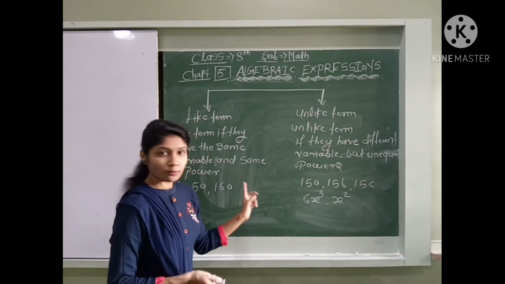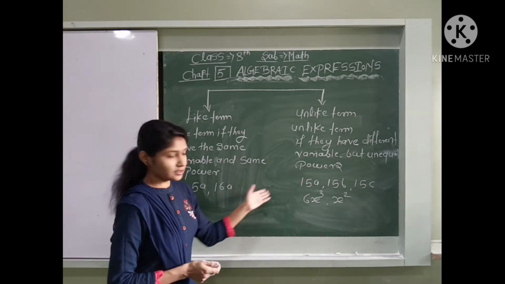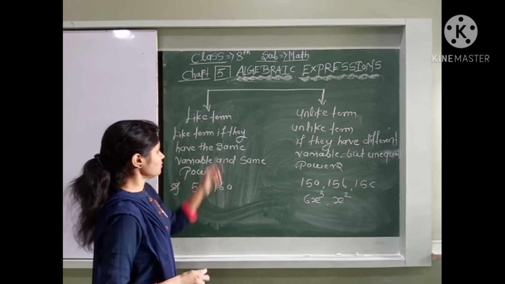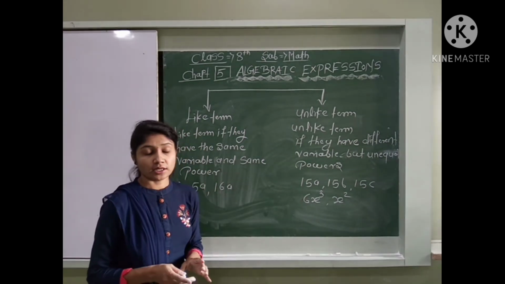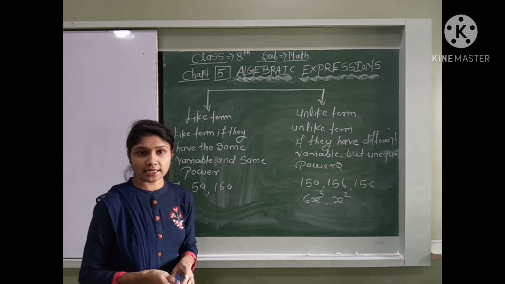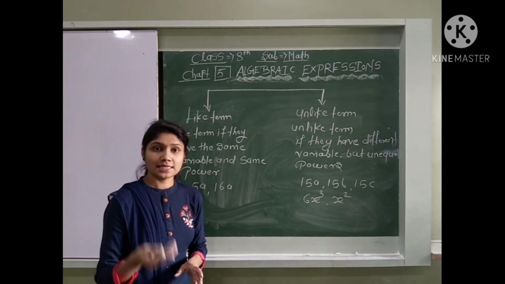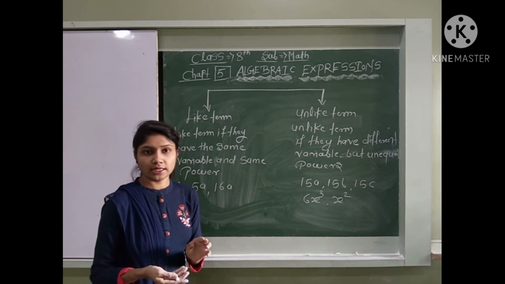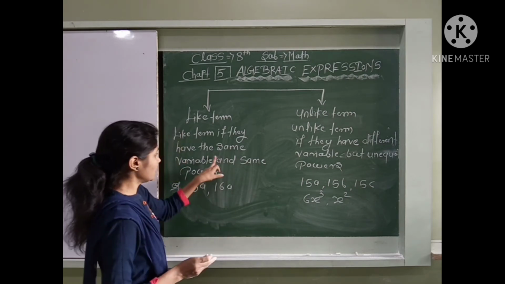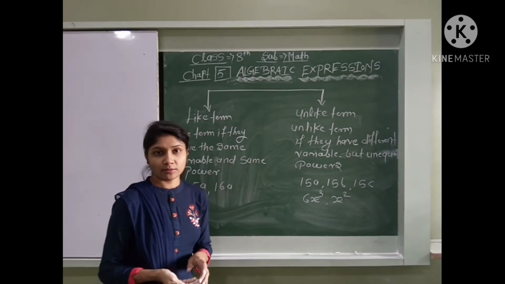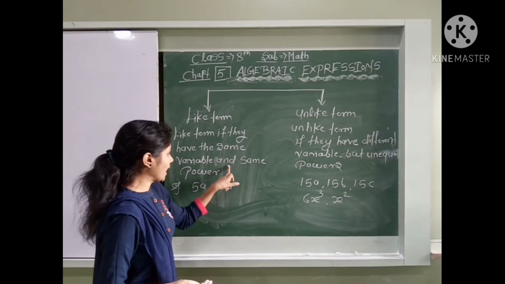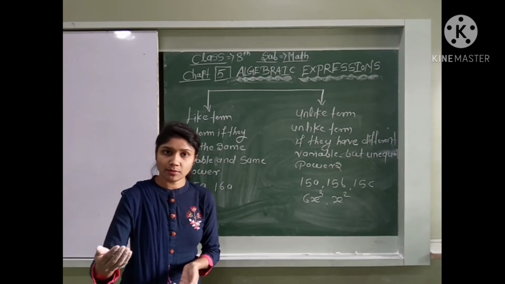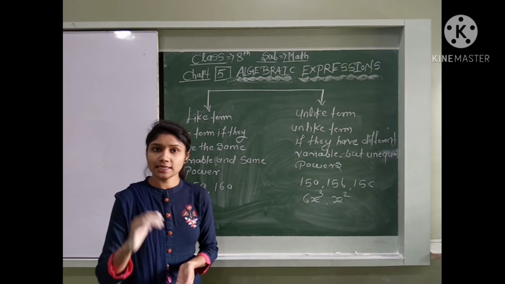You have to note down all these points in your notebook. That's why I am writing here. See here, student. When do you say it is a like term? If they have the same variable and their power is also the same. You have to note down the 2 points: same variable and same power. When any terms have the same variable and same power, then you say that it is a like term.